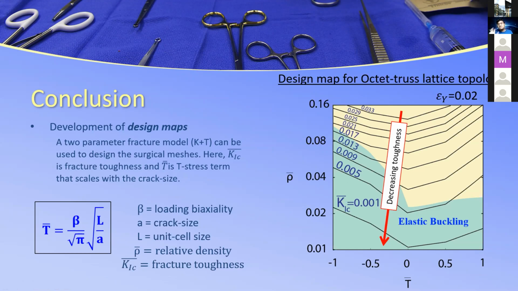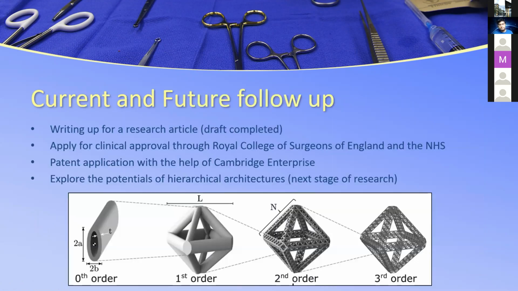So these are design maps which I've developed, and they can be generated for different topologies, for different yield strains, but they're quite generalized. You can use them. So when you give it to a manufacturer, you can give this design map, they will know the requirement, they will choose the parameters and just print it.